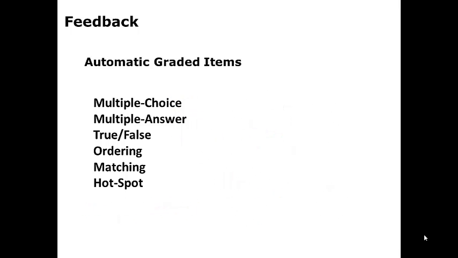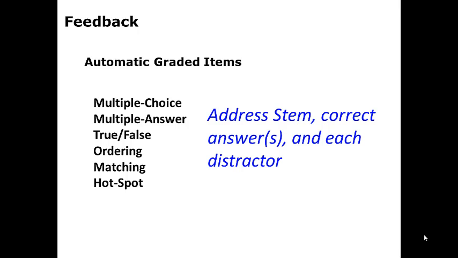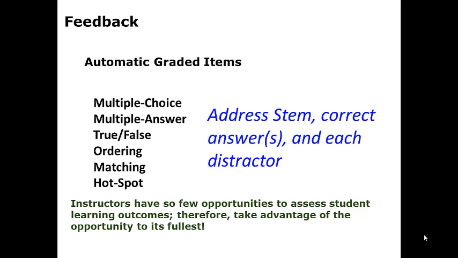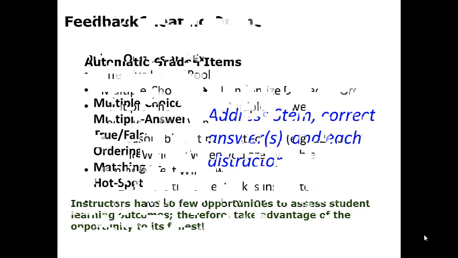Now let's look at automatic graded items, such as multiple choice, multiple answer, true/false, matching, and hotspot. When doing feedback, not only address the stem and the correct answers, but also each of the distractors as well. It is important to address all aspects of the question. Instructors have so few opportunities to assess student learning outcomes. Therefore, take advantage of the opportunity to its fullest, meaning that each distractor should be plausible.